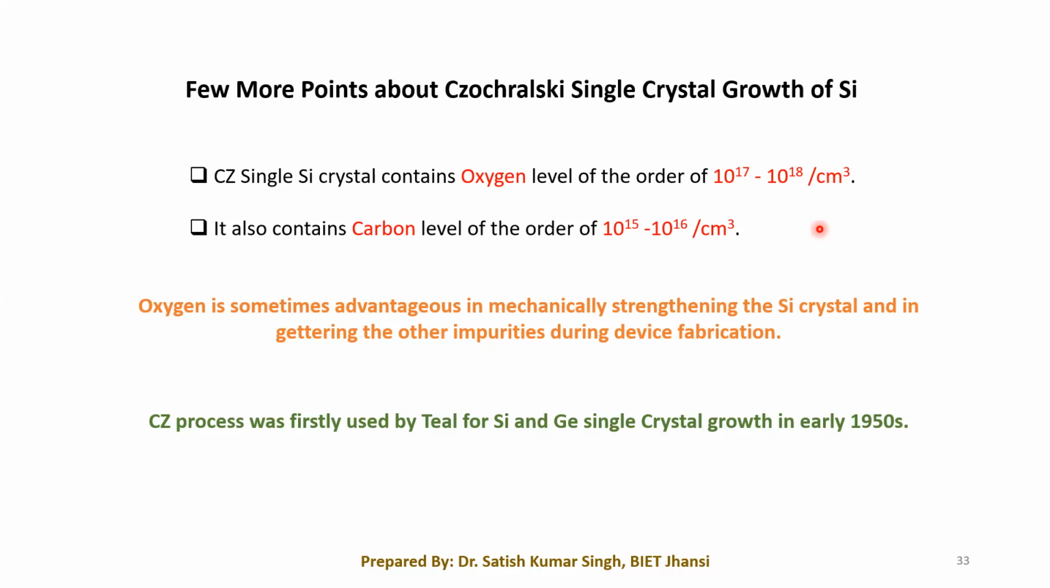Even last time I explained that this oxygen is actually not always disadvantageous. Sometimes this oxygen gives you certain advantages. So what are those advantages? The first advantage is that oxygen provides mechanical strengthening of the silicon crystal. The silicon crystal will become mechanically strong due to the presence of oxygen. The other advantage oxygen gives is gettering, that is, in gathering the other impurities during device fabrication.